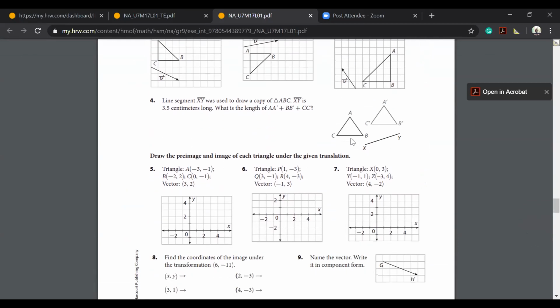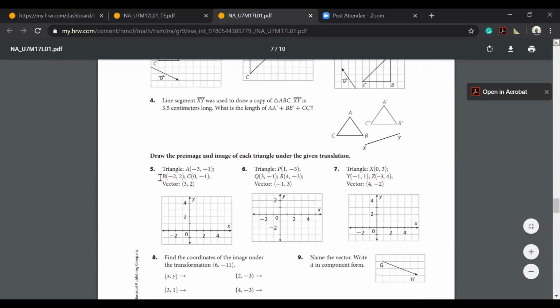Okay, I need to do with you now question 5 and question 9 and then question 15 in the next page. Okay, let's do question 5 together. Draw the pre-image and image of each triangle under the given translation. I have triangle A given for me, and then I have the vector component or the component of the vector that I should translate with.